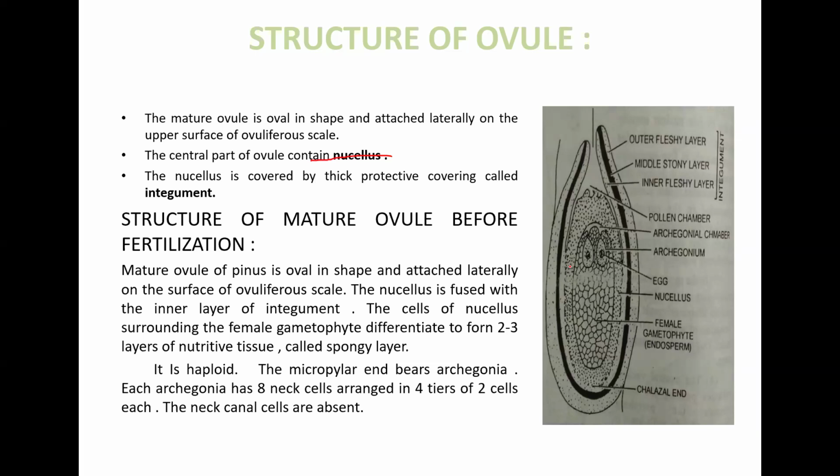The Pinus ovule develops on the dwarf shoot, and it is present on the ovuliferous scale of the megasporophyll. Next, it is unitegmic and it produces 2 archegonia at the micropylar end. No neck canal cells; neck canal cells are absent. So this is another important point to be noted. In Pinus, the number of neck canal cells is 0, and the number of archegonia is 2.